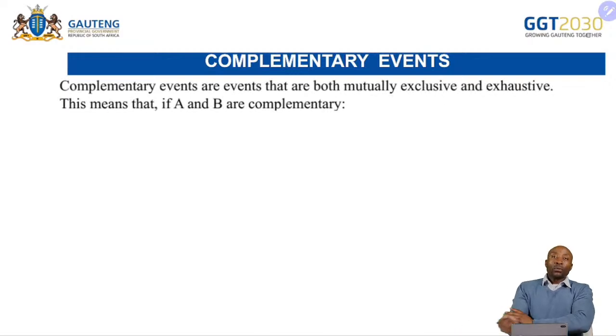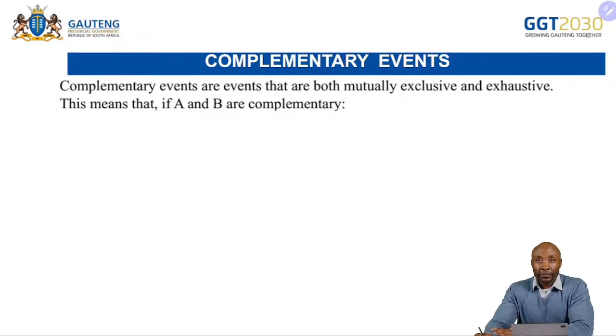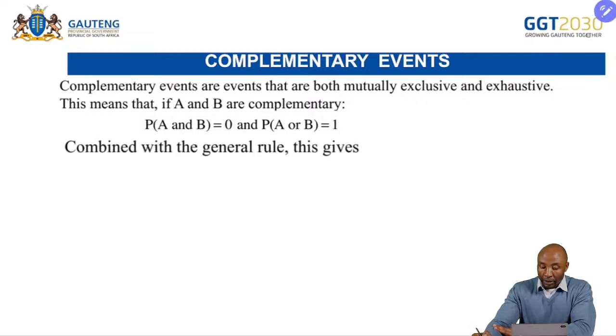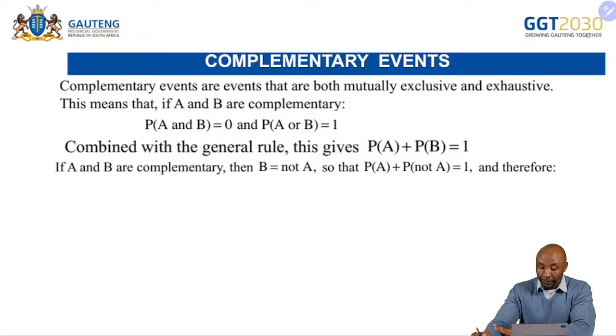We also have what we call complementary events. These are events that are mutually exclusive and exhaustive. Now, if A and B are complementary, we know that the probability of A and B should be equal to 0. The probability of A or B should be equal to 1. In short, the probability of A plus the probability of B should be equal to 1 from the probability equation.